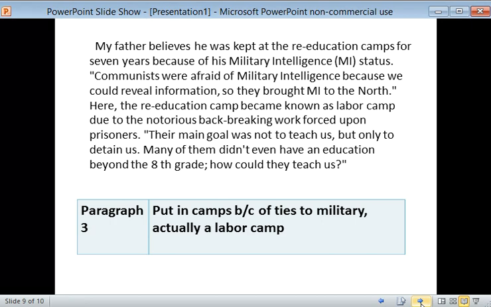So on the left, we're going to write paragraph 3. On the right, we're going to write, put in camps because of ties to the military. Actually, a labor camp.